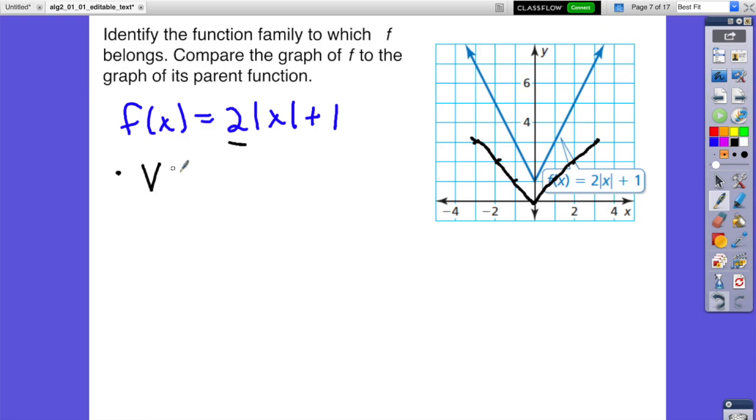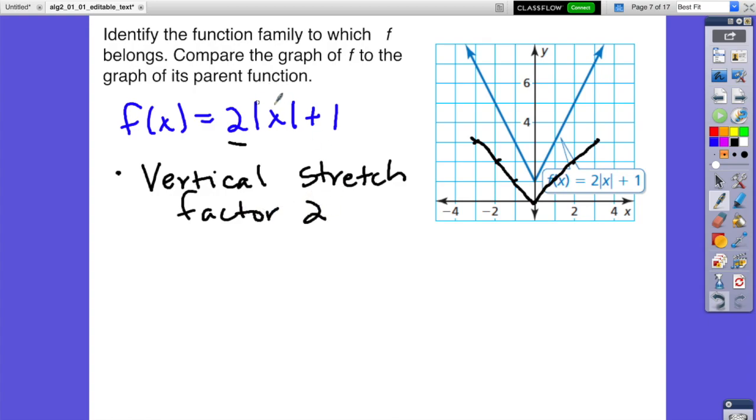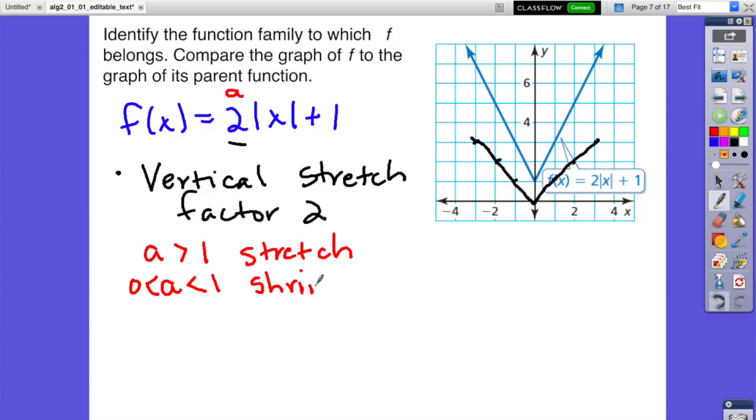This 2 is saying that it is a vertical stretch by a factor of 2. Now this number would be considered an A. And the clue for this one is if A is greater than 1, it's a stretch. If A is in between 0 and 1, it's a fraction, then it is a shrink.